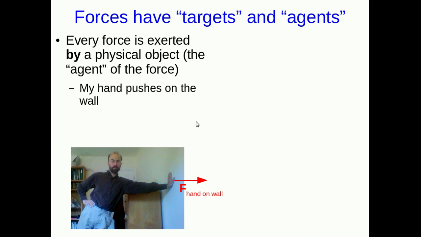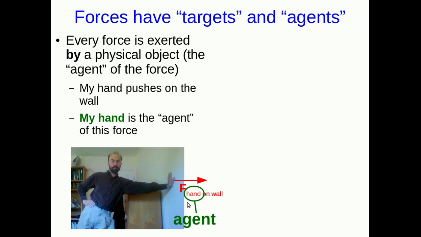We have a bit of terminology we use to talk about this. We say that every force is exerted by one physical object, and we call that the agent. So if my hand pushes on the wall, then my hand is the agent of the force. It's the thing that's doing the pushing.